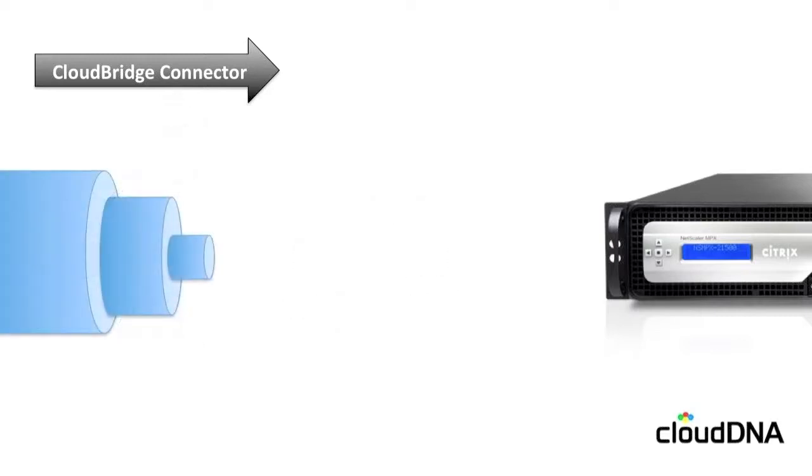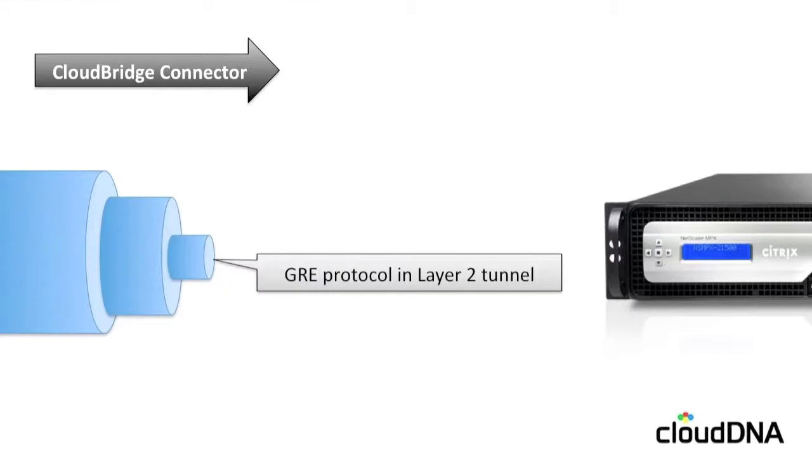Okay, so let's just have a look at this in a little bit more depth. CloudBridge Connector effectively comprises 2 or 3 key components. First and foremost, we use GRE protocol in a layer 2 tunnel. Does that mean anything to you? If not, don't worry. What it basically says is the generic routing encapsulation protocol allows us to take those kind of protocols or languages that don't travel particularly well and wrap them up in a bundle to be able to package them so that they can move across the networks. Layer 2, right at the bottom of the network stack, is a very, very quick way of achieving that.